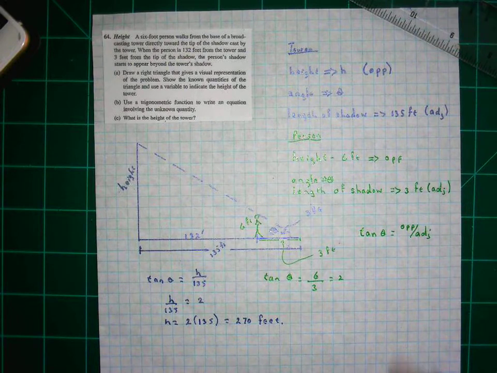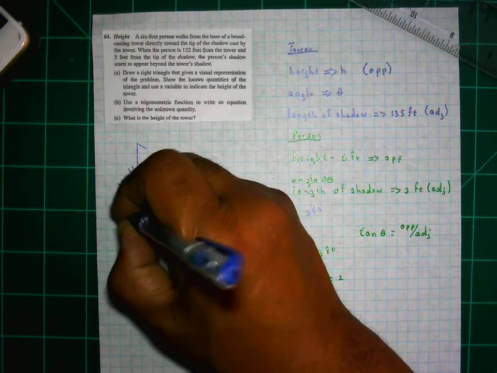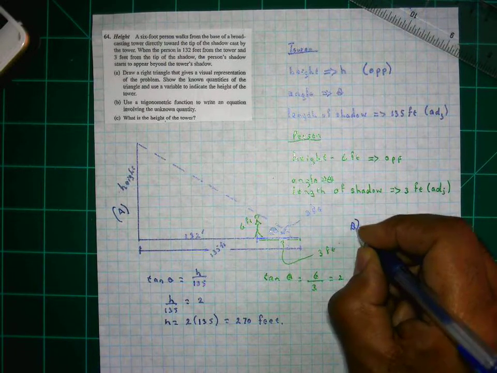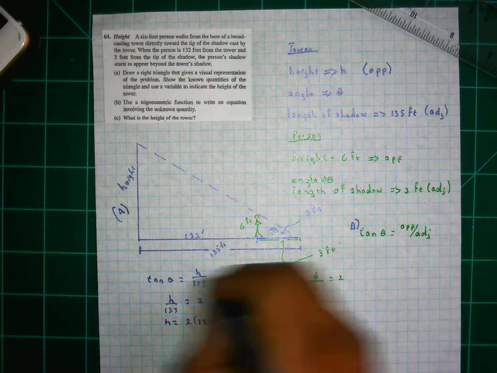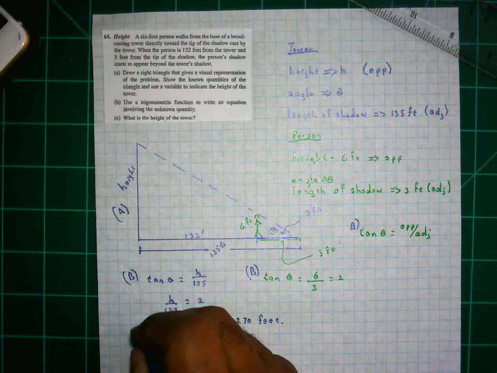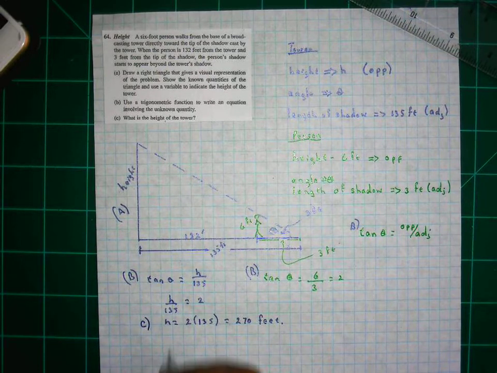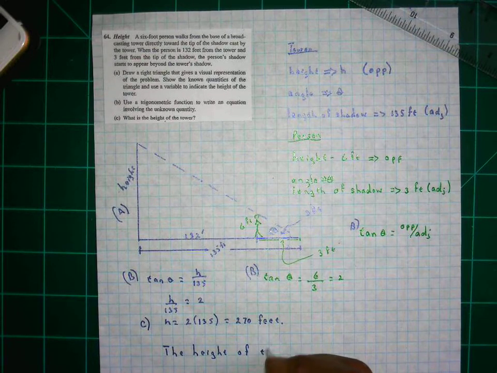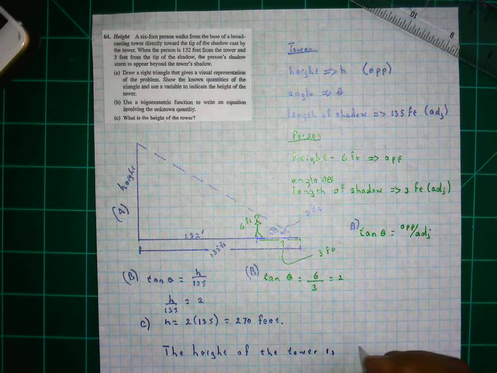And we've answered all of them. This is A. B, we wrote the equations, and we have B here. And this is C. And now you have to answer the question. The height of the tower is 270 feet. And you're done.